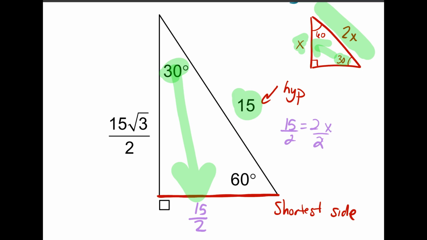And let's make sure this whole special triangle is true. So across from 60 is going to be root 3 times your short side. So here, since my short side is 15 over 2, I should just multiply by root 3, and that should be the side opposite from 60, which it is.